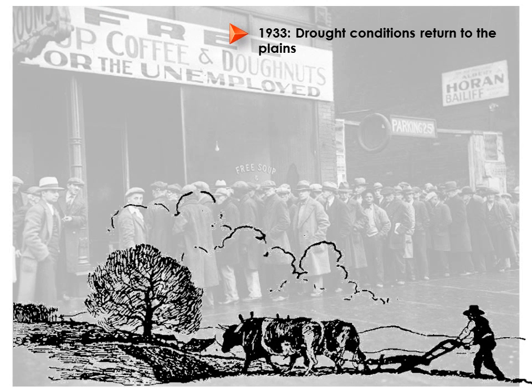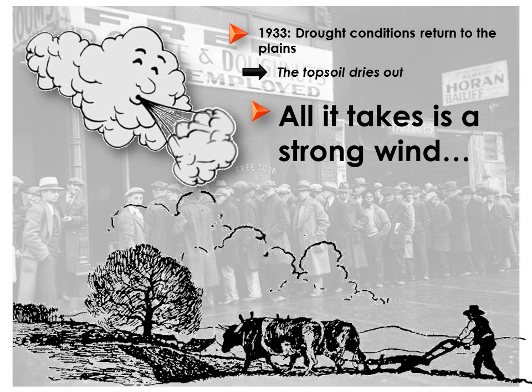So by 1933, the worst thing that could happen happened. You're like, wait a minute, so we're in the midst of the Great Depression? Yeah. And then we're going to get an ecological disaster? Yeah. And we couldn't wait on the ecological disaster until the Great Depression was over? No, we couldn't. Drought conditions come to the plains in the middle of the Great Depression. The topsoil, which was already dried out, dries out even more. And all it takes, of course, is a strong wind.